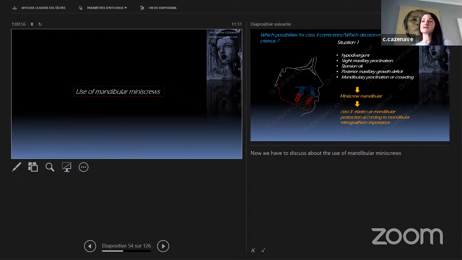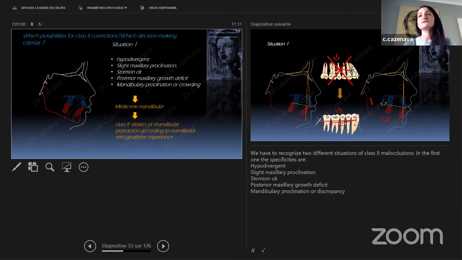Now we have to discuss the use of mandibular mini-screws. We have to recognize two different situations of class 2 malocclusions. In the first one, the specificities are: patient hypodivergent, slight maxillary proconation, the stomion is okay. We have a posterior maxillary growth deficit, a mandibular proconation, or crowding.